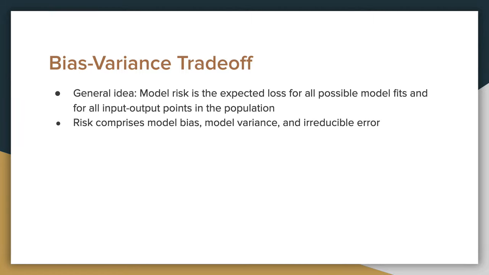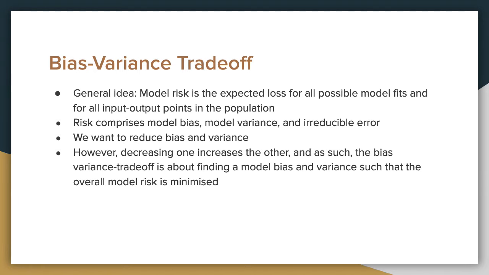Your risk has three main terms: your model bias, your model variance, and irreducible error. By definition, irreducible error is not something we really concern ourselves with. There's always going to be some noise or some irreducible error in our data. What we want to try to do is deal with our model bias and our model variance. In a perfect world, you'd be able to reduce bias and variance independently of each other and just minimize them both, and that would give you your lowest risk.